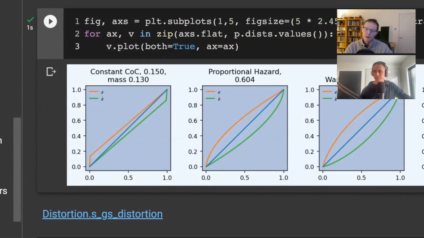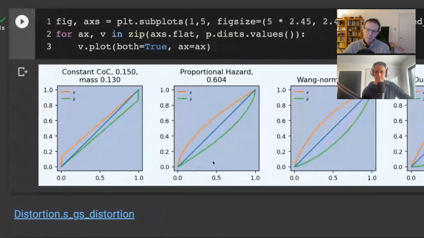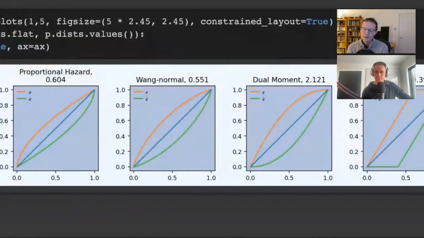I don't know if you remember, but when I introduced these 5, I said they're in order of the most tail-centric, most concerned about tail risk. That's your constant cost of capital. And then your pH, and then your TVaR, which I said is the most concerned about volatility.